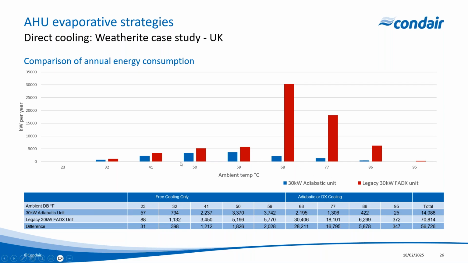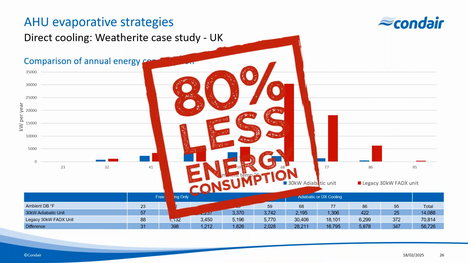And you can see that for the adiabatic unit throughout the year, power consumption remains relatively low. And then again, on the DX unit, as soon as we have to turn on that DX system, power consumption increases. So this equates to about an 80% reduction in energy consumption by moving to a direct evaporative cooling system from the traditional DX system. So huge savings, especially when we're considering that there are hundreds of these units installed out in the field. So overall, a really, really successful project.